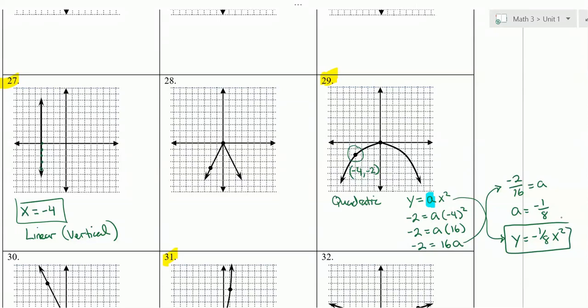Okay. So again, I started with y equals ax squared because I knew it was quadratic, and the rest of the work was just me trying to figure out what a is. And I did that by finding a point that's not on the vertex, plugging in the x, plugging in the y, and then found it was negative 1/8 and able to finish it that way.